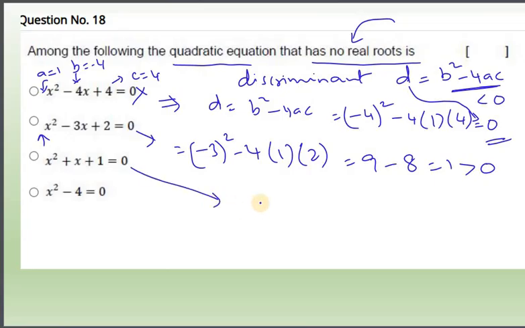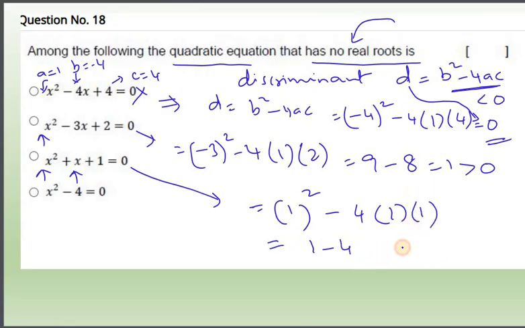Now we go to the third one. B value is 1. 1x means 1. B square minus 4 into a value, how much? A value is also 1. C is also 1. So 1 square means 1 into 1, 1 minus 4, that is equal to minus 3. We got now our answer, less than 0.